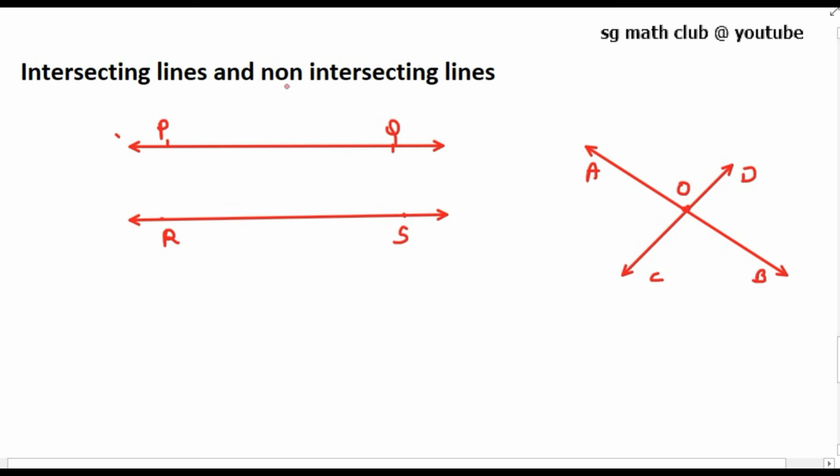So next is intersecting lines and non-intersecting lines. We can see that two lines PQ and RS are non-intersecting lines, whereas AB and CD are intersecting lines. They intersect at the point O. And PQ and RS we can say are parallel lines. The distance between these two lines, if you take it at any point, will be the same. So such lines are called parallel lines.